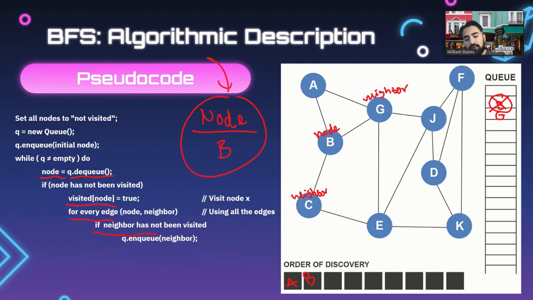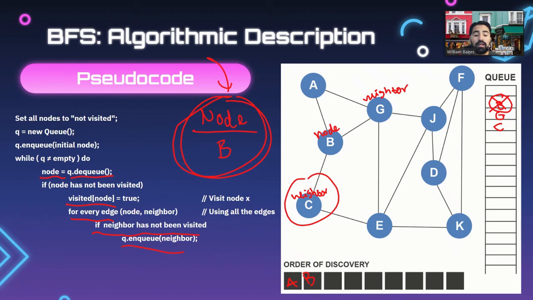Well, if the neighbor hasn't been visited, we're going to enqueue that neighbor into our queue. Let's look at C because we're going from left to right. So C has certainly not been visited, not in our order of discovery, and it's not in our queue. So we're going to throw it right after G. So we'll repeat the process over and over again, always assigning the current node to the top of the queue.